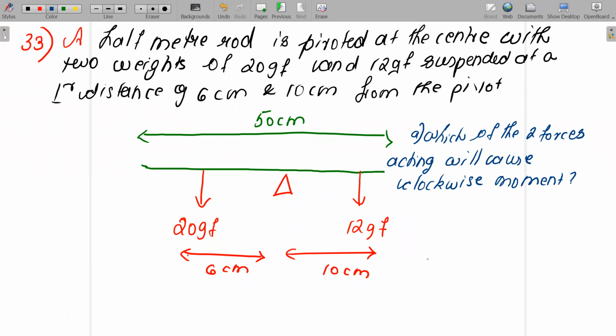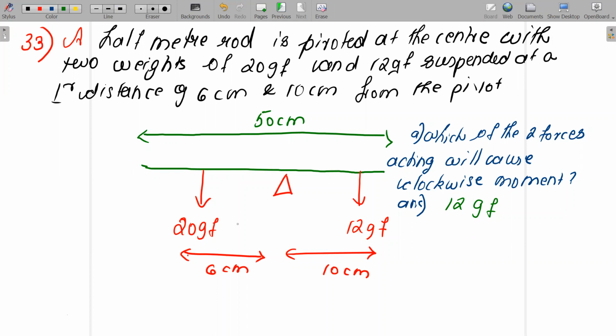Clockwise moment. Which one? The right side means which is the mass? 12 gf. Why? You should check. 12 into 60, 120, right? Sorry, 6 into 20. Should check that.